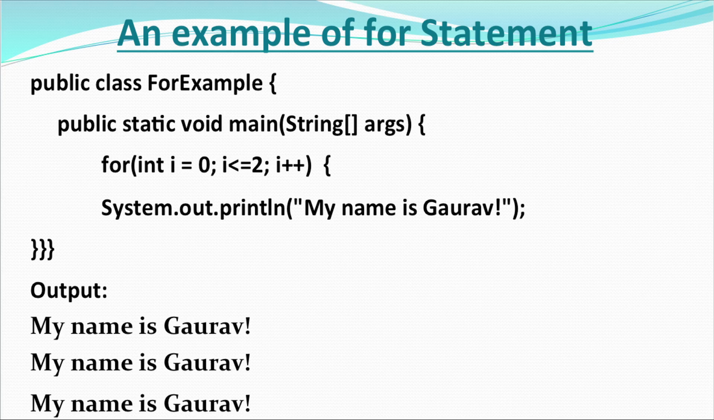Then a semicolon, after which you have written a condition, i < 2, and after that an increment or decrement operator. In this particular case, you can see i++ corresponds to i = i + 1, right? After that, you can see that there is a line which we have to print. Now let us see what this for loop will do.